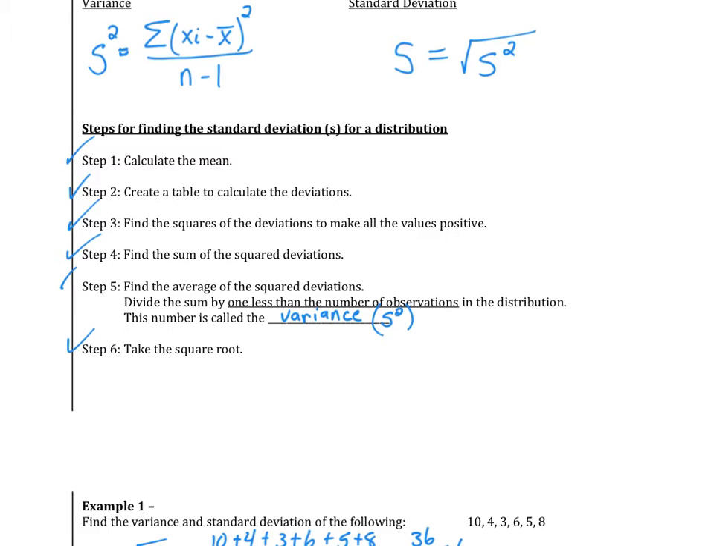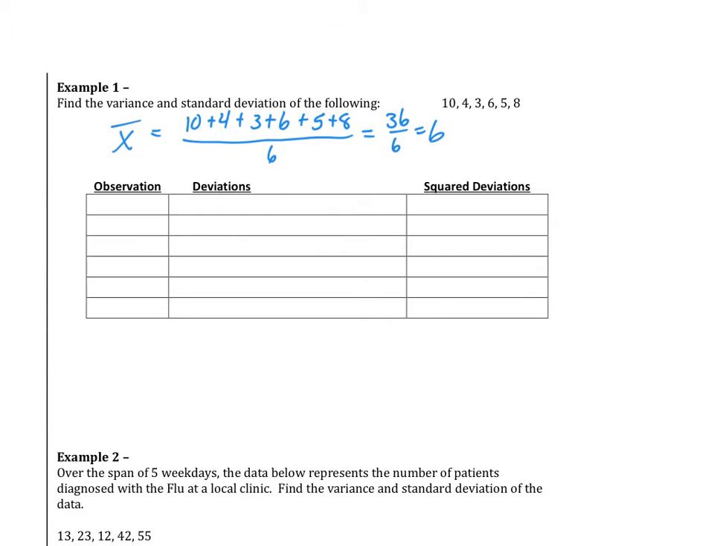Step 2 is create a table to calculate the deviations. So in the table, the observations, that first column on the left, are the numbers: 10, 4, 3, 6, 5, and 8. Those are the observations that we had. And the deviations are how far from the mean these are, so xi minus x bar. xi is the observation, x bar is the mean. So the first one will be 10 minus 6 is 4. And the second will be the observation minus the mean, so 4 minus 6 is -2.